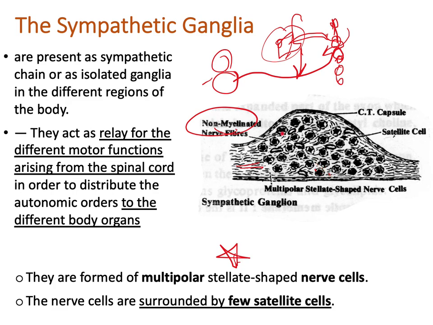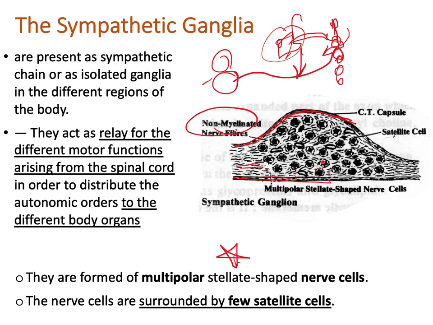This is number three. Also, look at the capsule. The capsule is thin compared to spinal ganglion. You know that the capsule in spinal ganglion is thick, but in the sympathetic ganglion, the capsule is thin, right? So the capsule is thin. You have here in the sympathetic ganglion many neurons. They are many, not like spinal, and they are multipolar. They are mainly non-myelinated. They are surrounded by few stellate cells, not that much as spinal ganglion.